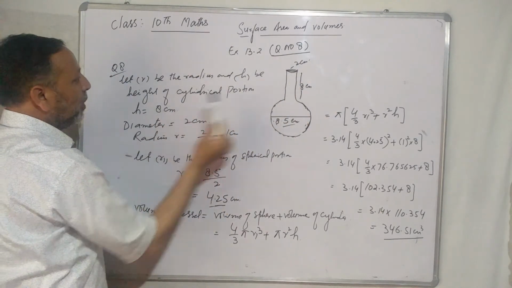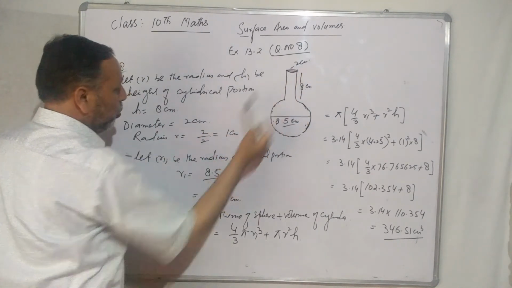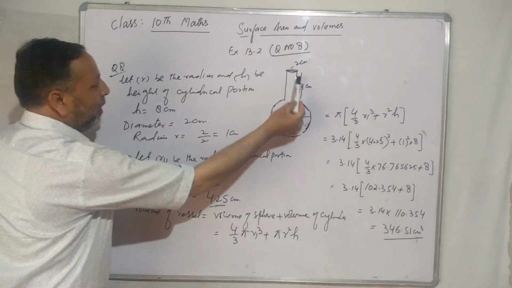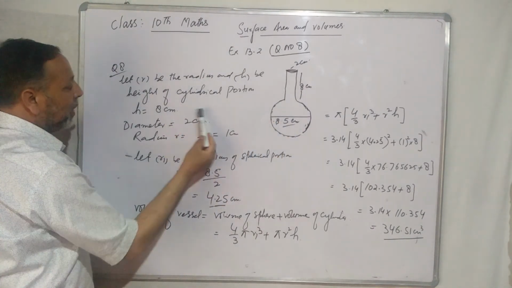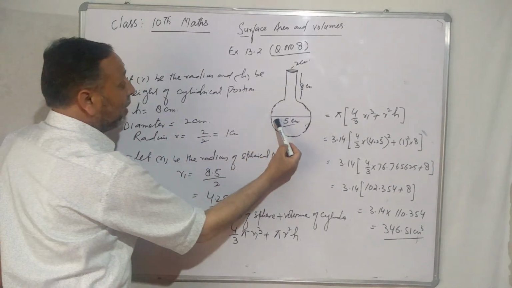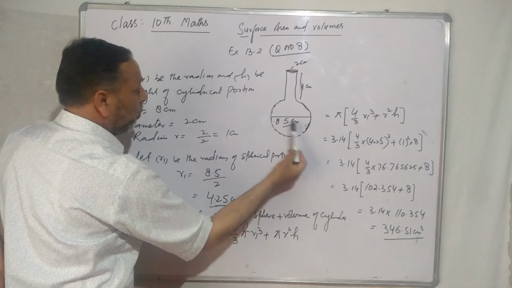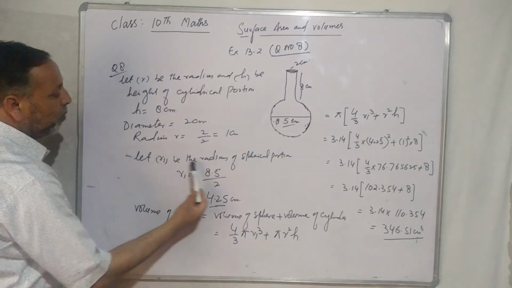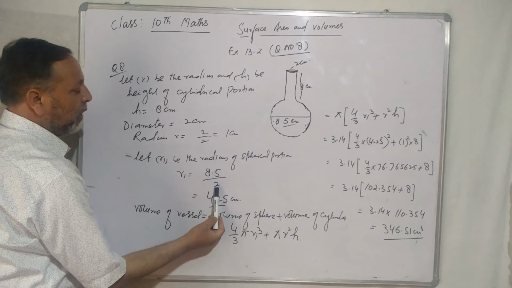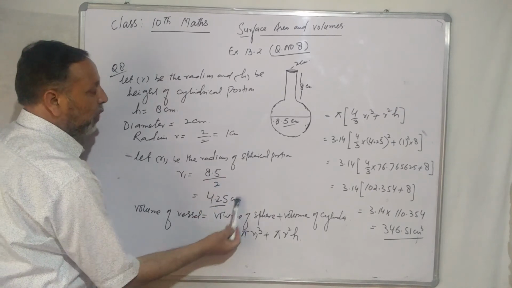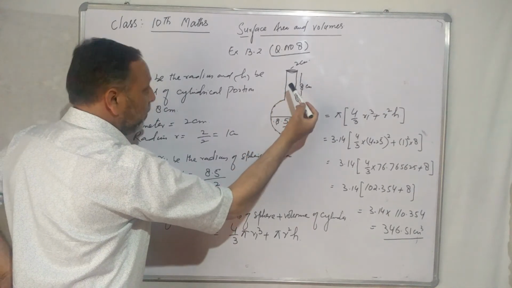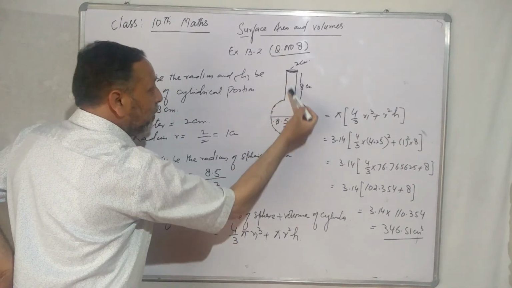Here the diameter is 2 centimeter, that means radius will be 2 divided by 2, 1 centimeter, and here height is 8 centimeter. That means height of the cylindrical portion is 8 centimeter. And it is given that the diameter of spherical portion is 8.5 centimeter. So let R1 be the radius of the spherical portion. That means R1 is equal to 8.5 divided by 2. It is 4.25 centimeter.